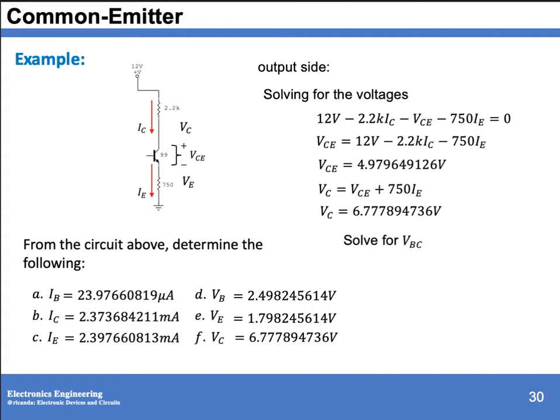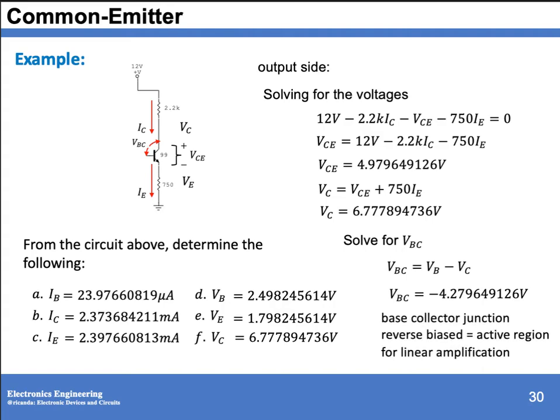Then, we can also solve for the voltage from base to collector, or the base-collector junction potential. So that is your base into collector. Solving for that, it is equivalent to your voltage at the base minus the voltage at the collector. So we have a negative value because your voltage at the base is only 2.498245.614, whereas your voltage at the collector is equivalent to 6.7789473.6 volts.